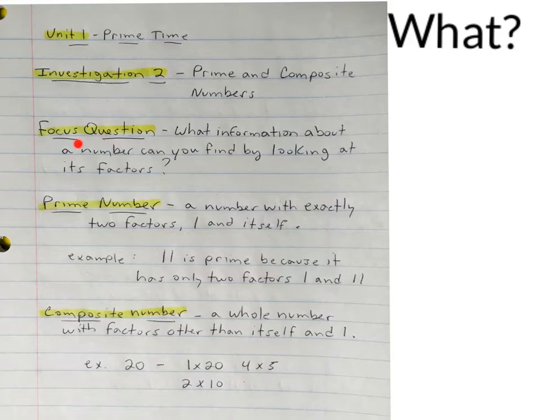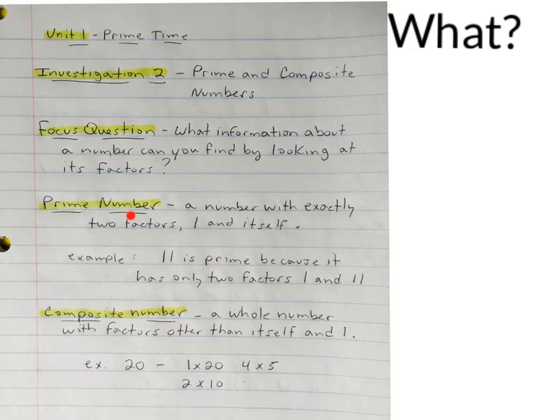The focus question for this 1.2 lesson is, what information about a number can you find by looking at its factors? So if you know a number's factors, it can tell you something even more about the number. The vocabulary for today that I want you to write into your spiral notebook, just like I have, is two words: prime number and composite number.